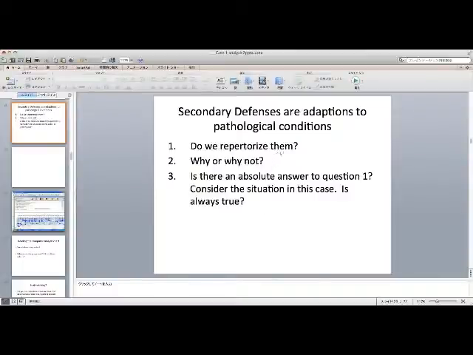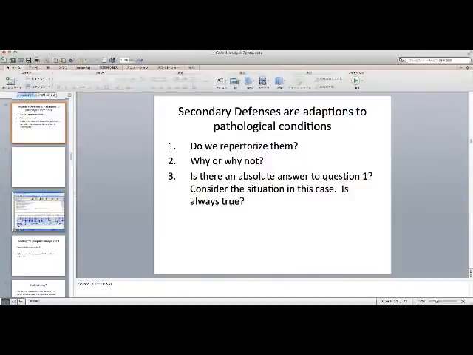Now, do we repertorize these symptoms? Why or why not? Okay. I mean, we don't have the initial primary symptoms. We don't have them. So we can't repertorize the initial symptoms. And since we don't, we have to repertorize the symptoms we have. This is kind of basic to homeopathy. You repertorize what you can get, but you better know what it is you're getting.